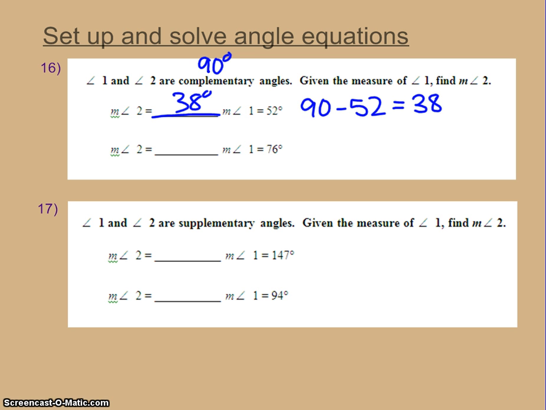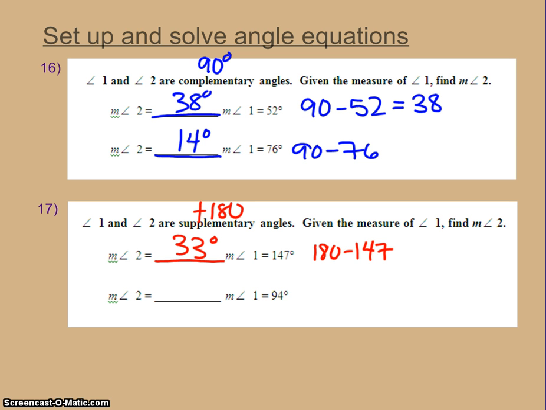Now we need to do the same thing. The measure of angle 2, we need to find that. We've used up 76, so we'll do 90 minus 76, and 90 minus 76 is 14 degrees. Now we'll go down to the next question where there's supplementary angles. Supplementary I know equals 180 degrees, so they add up to 180 degrees. So the measure of angle 2, we need to find that piece. The measure of angle 1 equals 147. All we need to do is 180 minus 147. That'll leave us with 33 degrees.